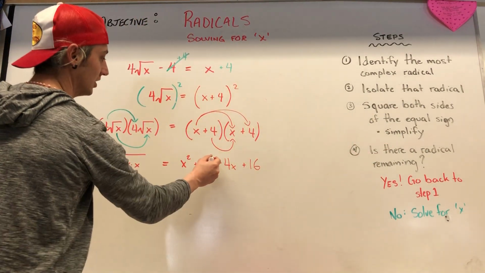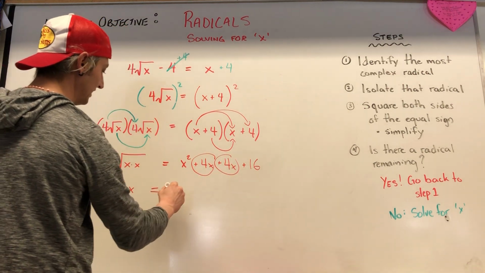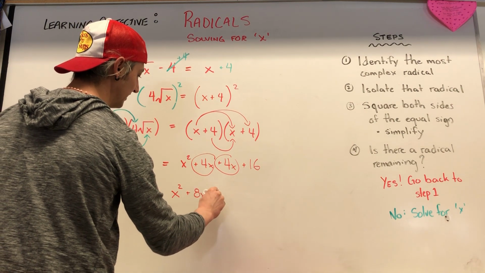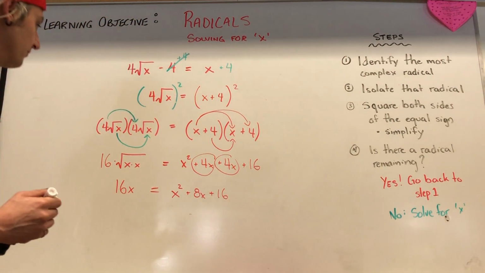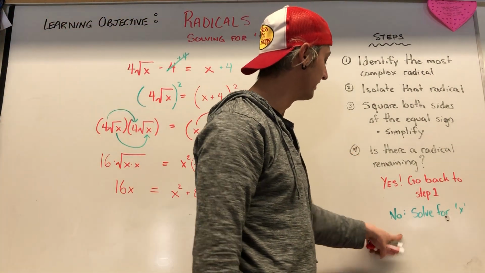So I'm going to simplify. I'm going to collect terms. I've got 4x and 4x here. So I have 16x on the left is equal to x squared plus 8x plus 16. And then, is there a radical remaining? No. So I'm going to solve for x.